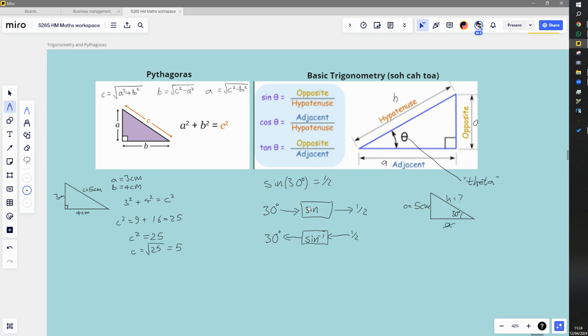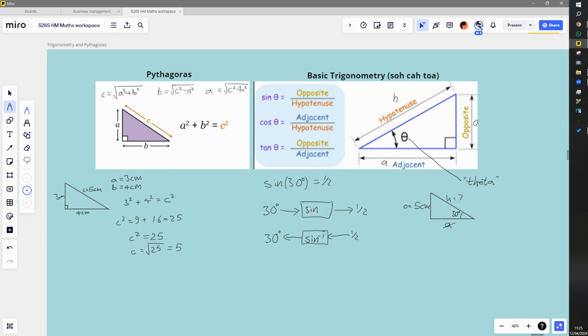So I'm not interested in the adjacent, so I don't want this formula, and I don't want this formula. I want the sine formula, because I'm working with the opposite and the hypotenuse and an angle. So the fact that we're working with an angle tells me it's not Pythagoras, but it's basic trigonometry, or SOHCAHTOA. And the fact that we have opposite and hypotenuse tells me that it's sine.